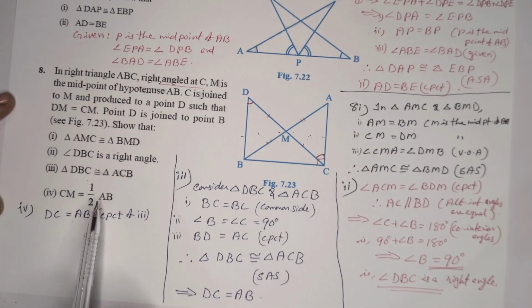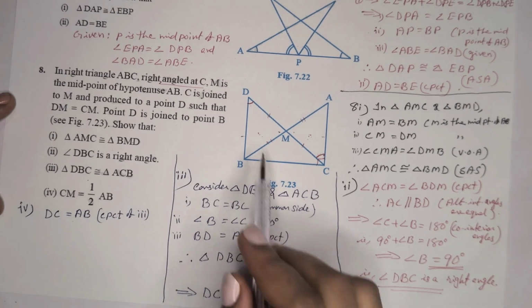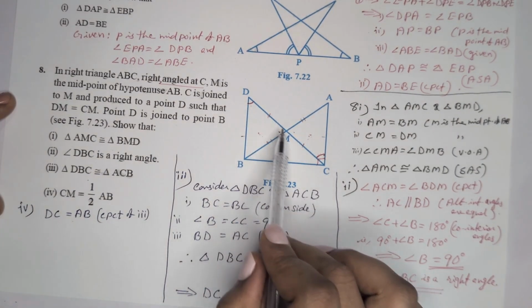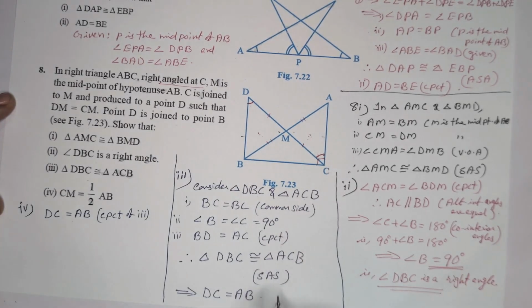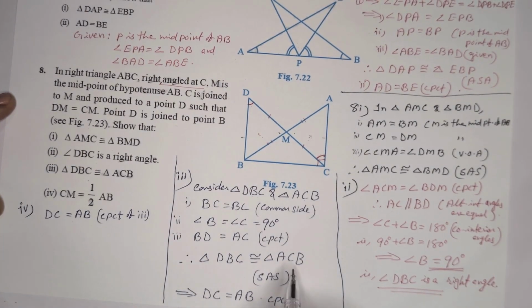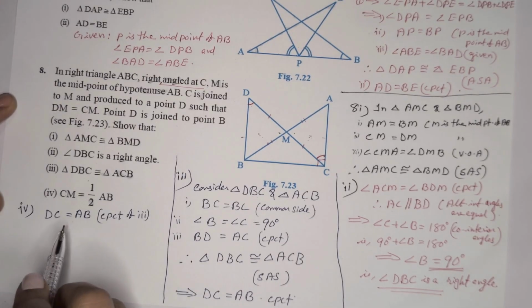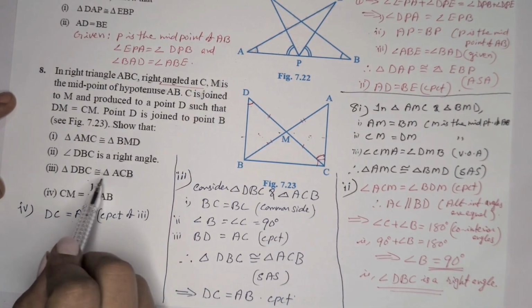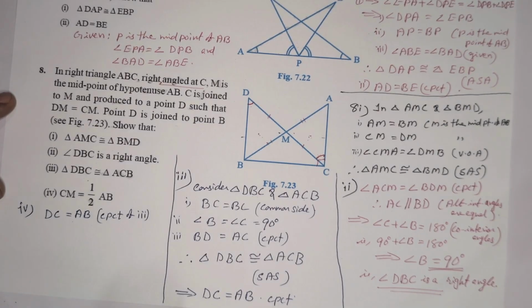Now the fourth part, CM is equal to half of AB. From here we can write these two triangles are congruent. Then DC is equal to AB. That means CPCT. DC is equal to AB, CPCT of this third part, which one we already proved.